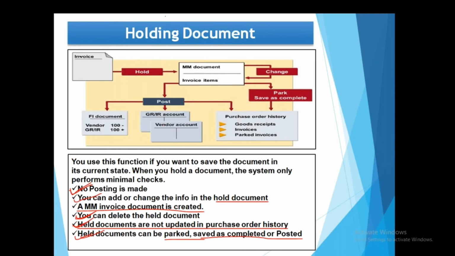So the main thing is, when you hold an invoice document, it will not get updated in the purchase order history. The main thing is, it will only create an invoice document. It will not create a finance document.